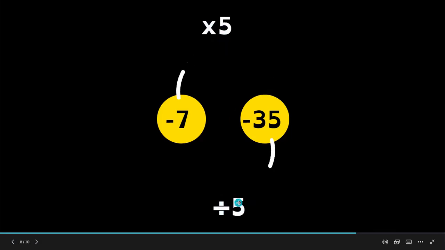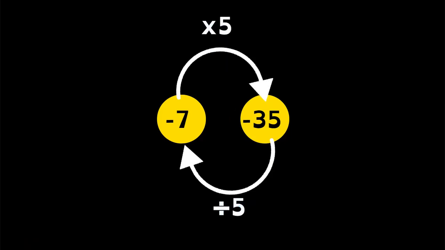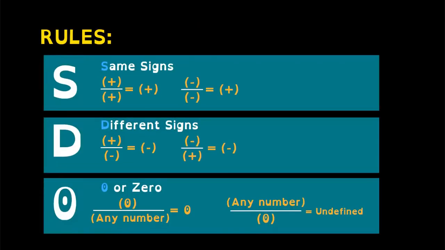Ang ibig sabihin lang niyan, sila ay inverse. Magkabaliktad lang sila, no? Itong negative 7, pag pinag-multiply sa 5, that is negative 35. Kung gusto mo lang ibalik sa original number, i-divide mo sa 5. Babalik ka sa negative 7. So let's dig deeper in this topic.